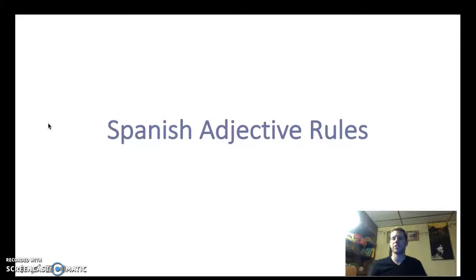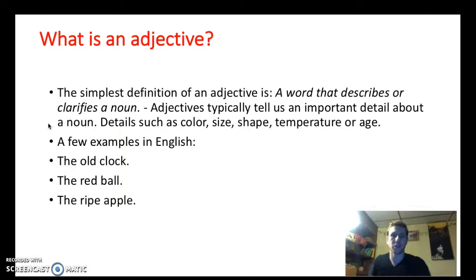Alright, hello guys, Charles Matlack here, and today we are going to do a brief lesson on Spanish adjective rules. So that is the grammar rules that apply to Spanish adjectives. Okay, so to begin, what is an adjective?